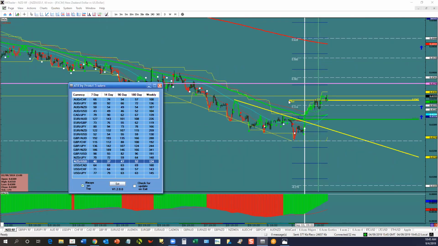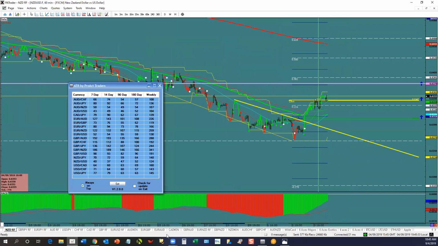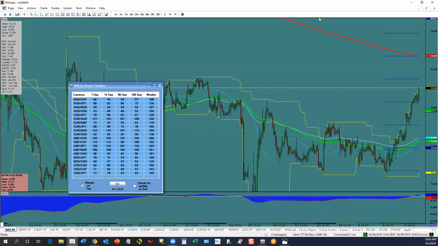New Zealand dollar, again, dollar down, New Zealand up. It's got a low ATR, only 37 pips. It might go up a little bit by tomorrow, right? But 37 pips is hardly worth trading. You're looking for just 64.00 here is all. All right, so we'll see. Over to Aussie yen.